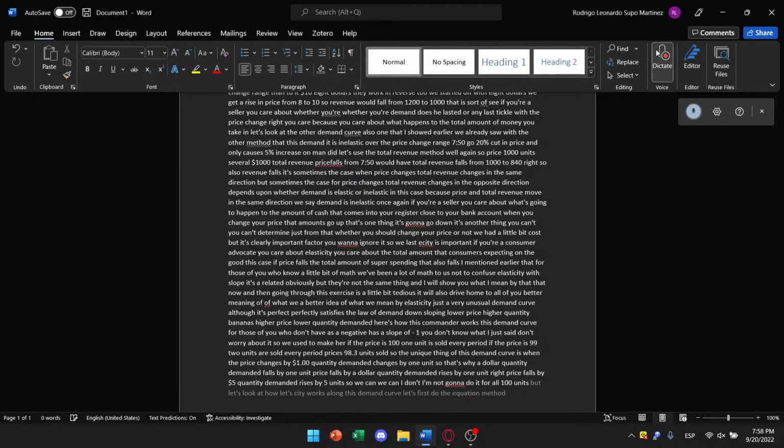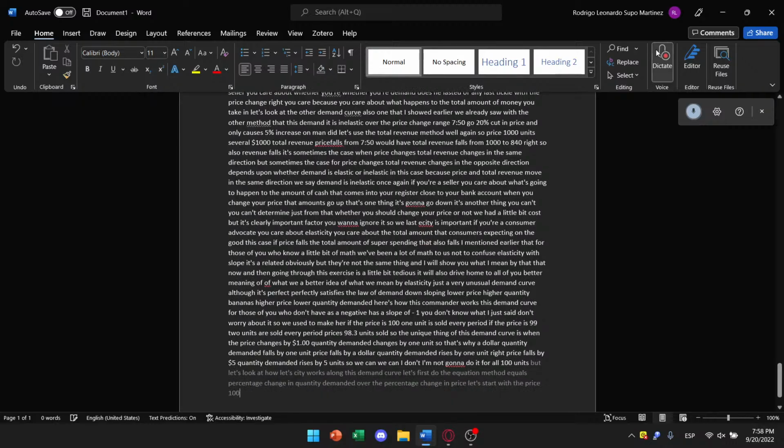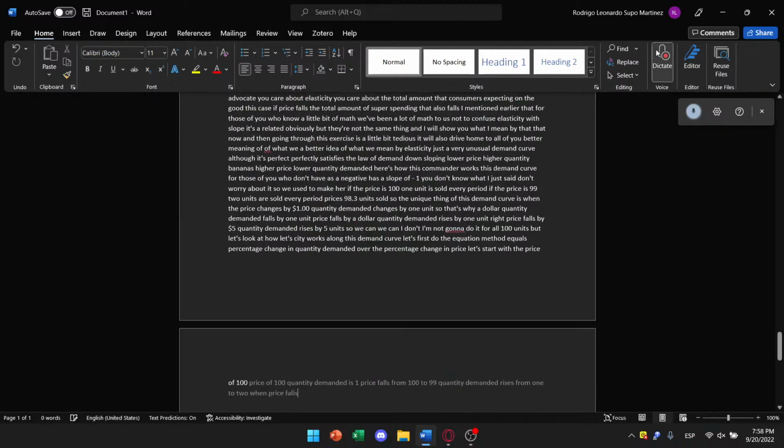E equals percentage change in quantity demanded over the percentage change in price. Let's start with the price of 100. Price of 100, quantity demanded is 1. Price falls from 100 to 99. Quantity demanded rises from 1 to 2. When price falls from 100 to 99, what percentage change in price is that? 1%. If you go into a store and someone says, we're selling for $100, and I say, yeah, we're selling for you for 99, what percent discount do you get? 1%.